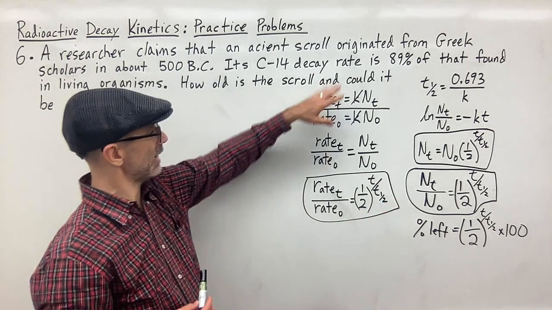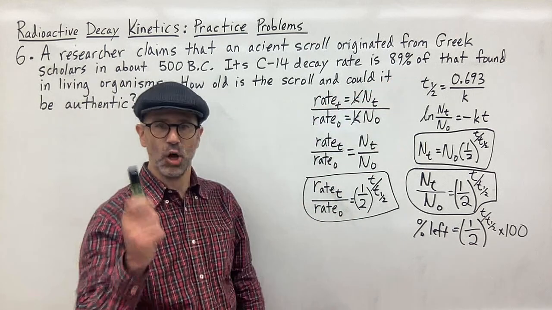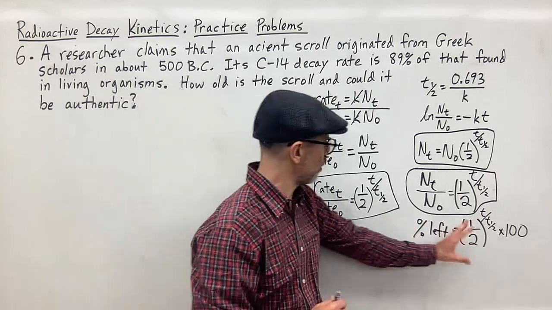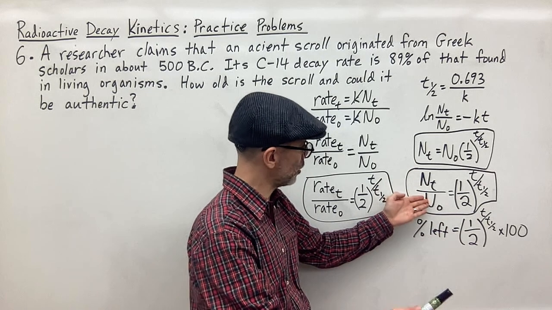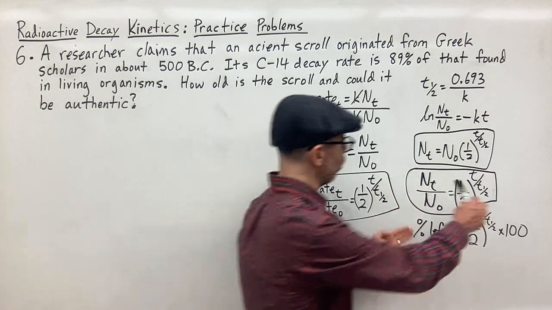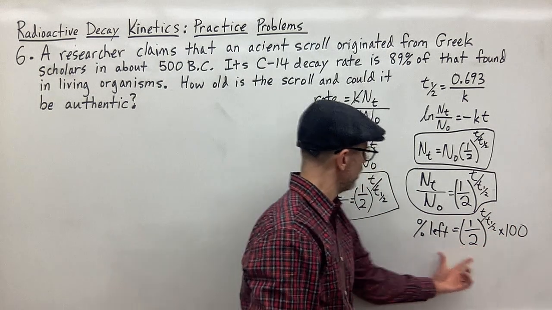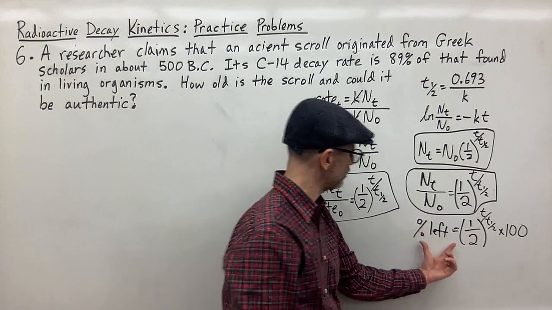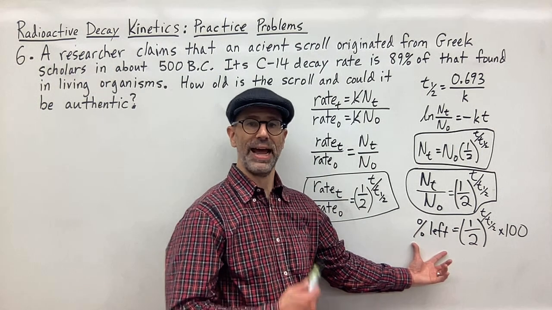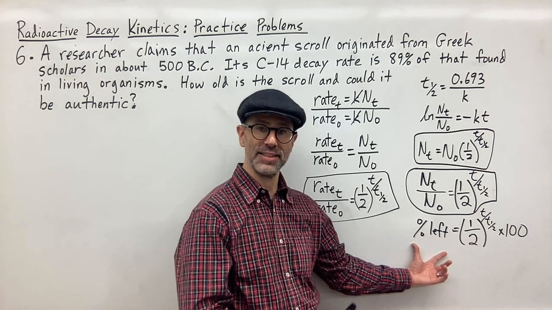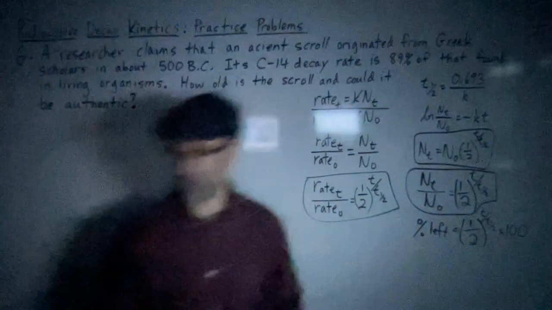But here we're not given a fraction, we're given a percentage. But don't worry, because as I pointed out, here we have the fractional amount that's left after a period of time. Well, if we multiply this by 100, like I do here, then you get the percent that's left. But that percent that's left is also the same as the percent of the decay rate that's left after a period of time.